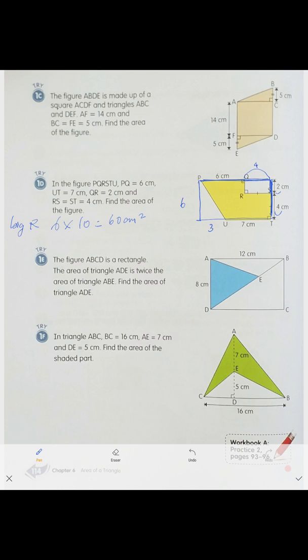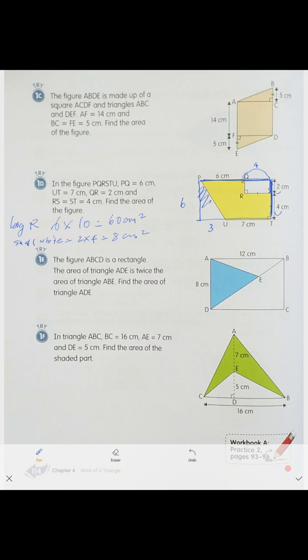Now we want to find the area of this rectangle, small white, right? The one side is 2, another side is 4. So 2 times 4, small white, 2 times 4 is 8 square centimeters, right?